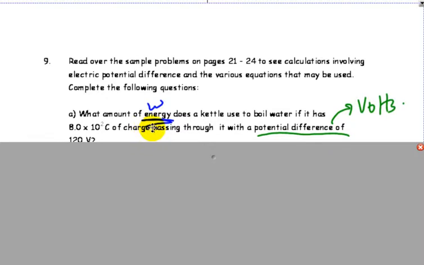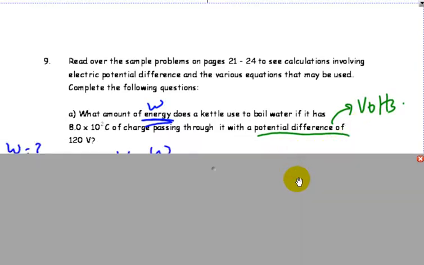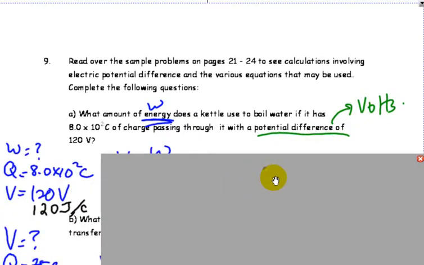So what amount of energy, and of course energy is equivalent to work done, does a kettle use to boil water if it has 8.0 times 10 to the 2 coulombs of charge passing through it with a potential difference of 120 volts? So of course potential difference, layman's terms, that's voltage, 120 V. My charge is 8.0 times 10 to the 2 coulombs, and I'm looking for work done.